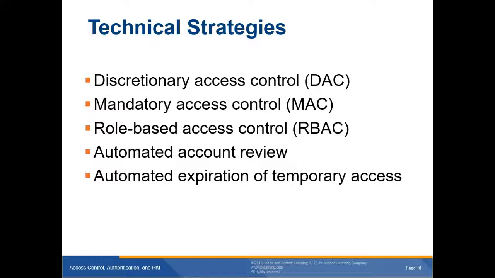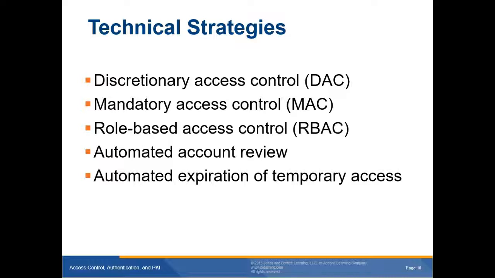What are some technical issues we need to look at? The technical aspects of access control may include some of the following. Discretionary access control: access control systems where rights are assigned by the owner. Mandatory access control: access control systems where rights are assigned by a central authority. Role-based: access control systems where rights are assigned based on the user's role. We talked about that earlier.